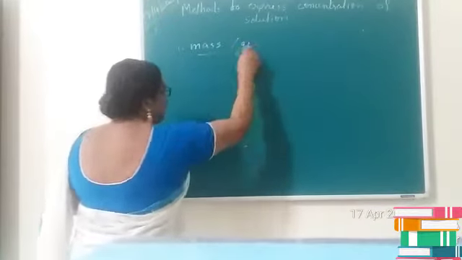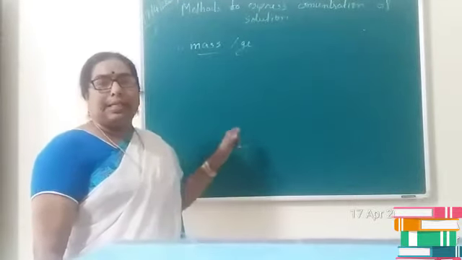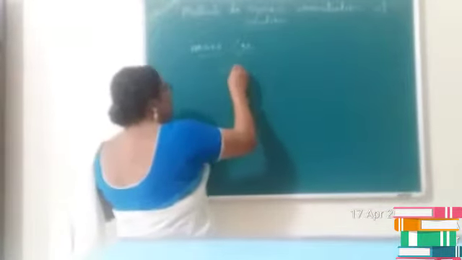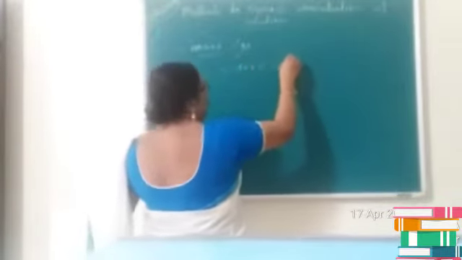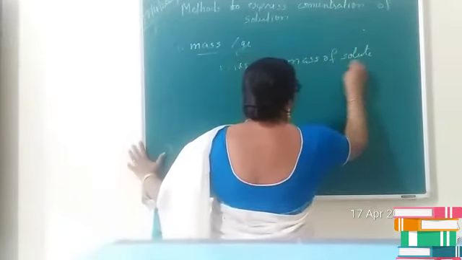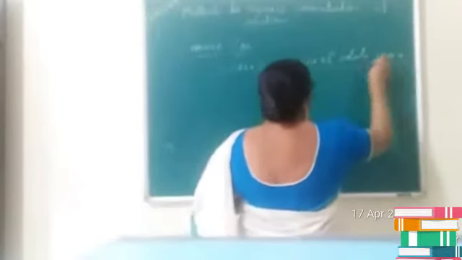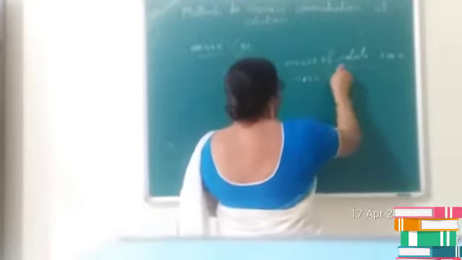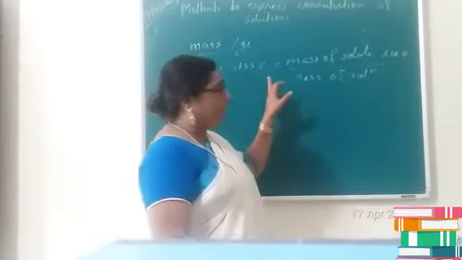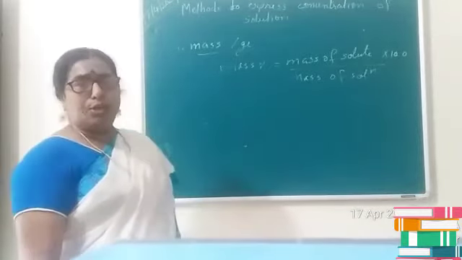Mass percentage is defined as the mass of the solute present per 100 gram of solution. Is it clear, children? Mass percentage is equal to mass of solute in gram per 100 gram of solution, or mass of solute into 100 divided by mass of solution. This is how you can calculate mass percentage.